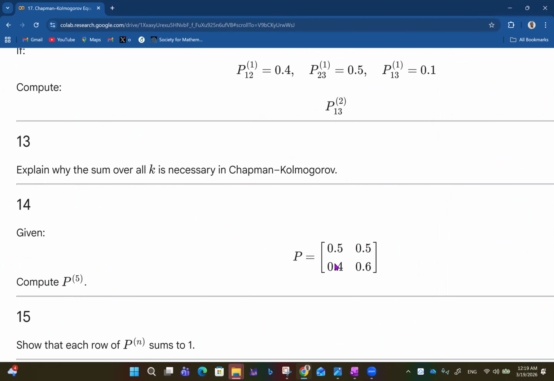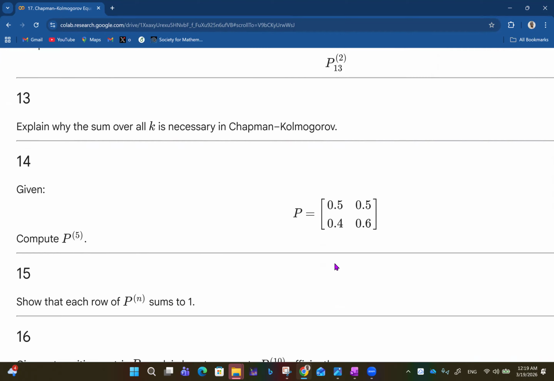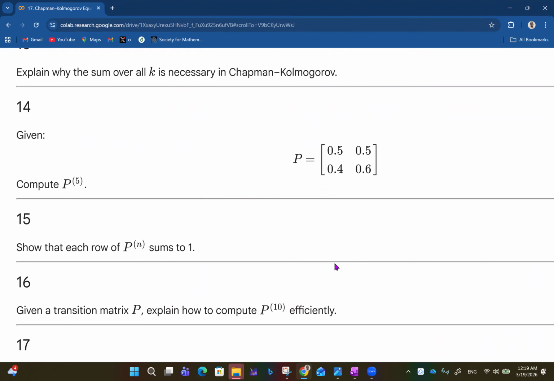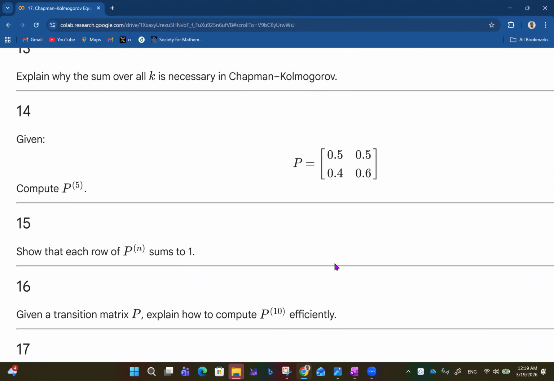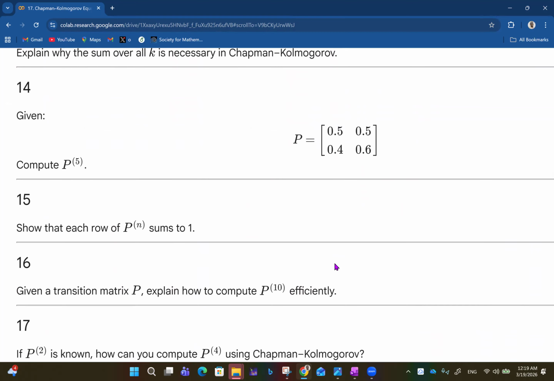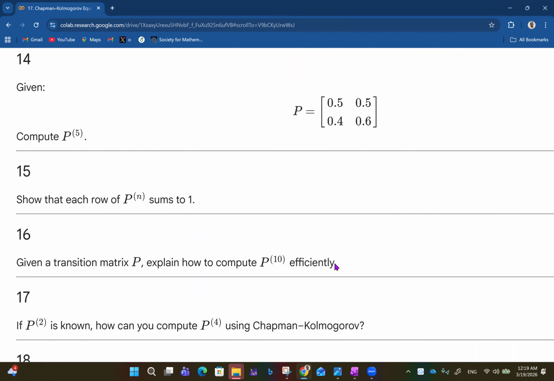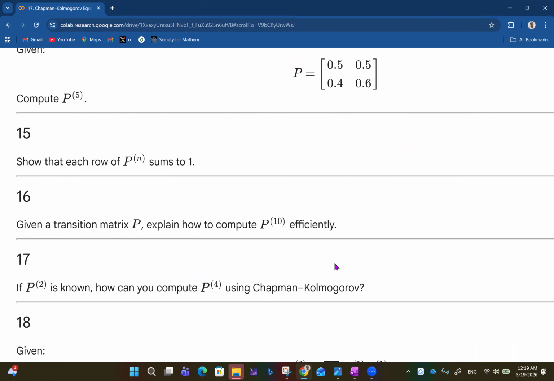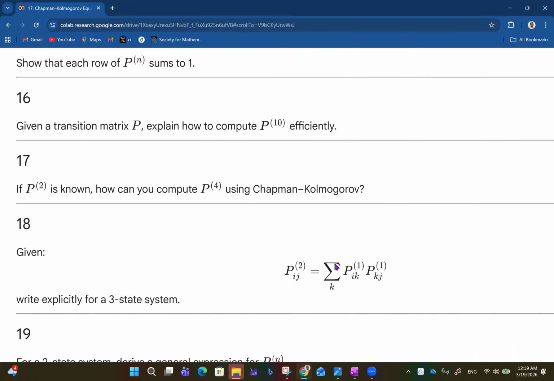So explain why the sum over all k is necessary in Chapman Kolmogorov. Yeah, because we are breaking our journey, so we have to sum up every intermediate point. So given this, find P5. That's a long one. Show that each row of Pn sums to 1. Of course, that's how you know you have done the correct thing.